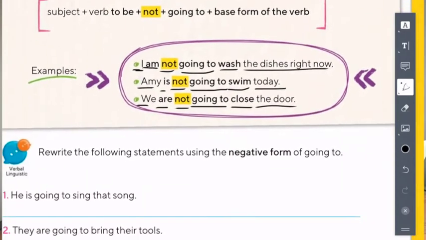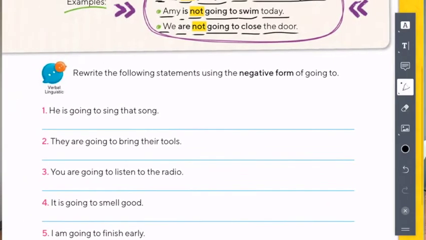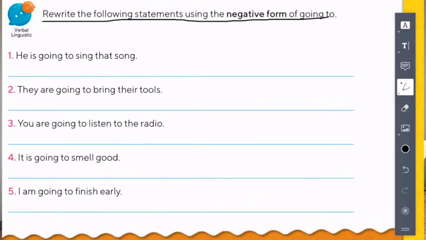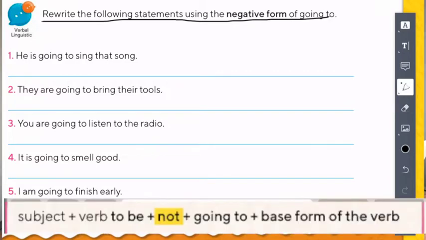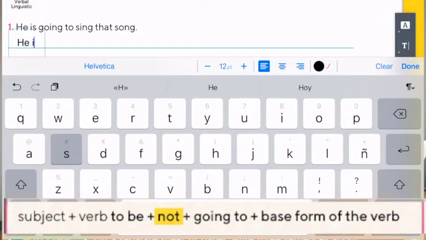Excellent. Okay, let's continue with the second activity. Let's read together. Rewrite the following statements using the negative form of going to. Super easy. He is going to sing that song. Remember the structure? Subject, verb to be, plus not, plus going to, plus base form of the verb. So it's going to be, he is not going to sing that song. Perfect.